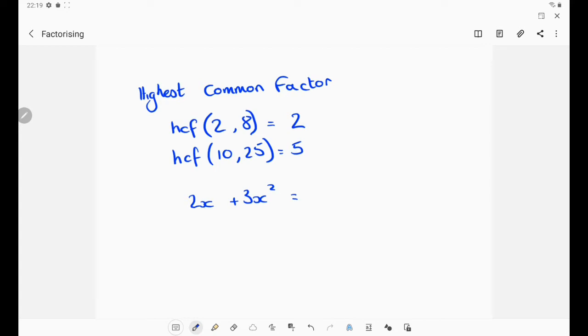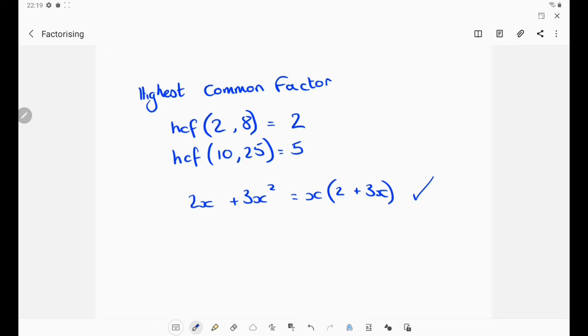So we're left to look at the x and the x squared. Now, because they both contain 1x, the x goes to the outside of the bracket. Looking at 2 and 3, so x times what gives you 2x? x times 2, plus x times what gives you 3x squared, so plus 3x, and you have factorised. Let's look at another one.